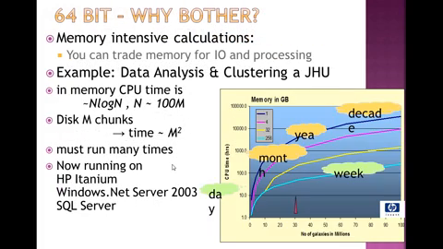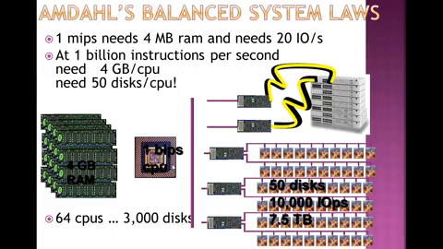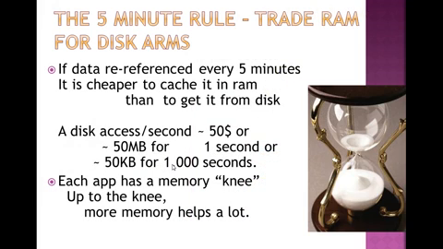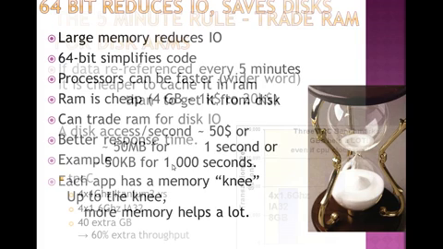This is the comparison we studied in the last class. This is Amdahl's balance system law. This figure, which I told you about in the last class, shows how it will be used and how it will increase the performance of the program. This is the 5-minute rule: trade RAM for disk arms.